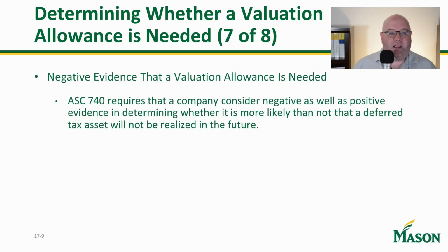All right, so negative evidence, the valuation is needed. ASC 740 requires a company to consider negative as well as positive evidence in determining whether it's more likely than not that a deferred tax asset will be realized. The more likely than not standard was actually something that they really, really pushed onto us at KPMG. I heard that phrase more.